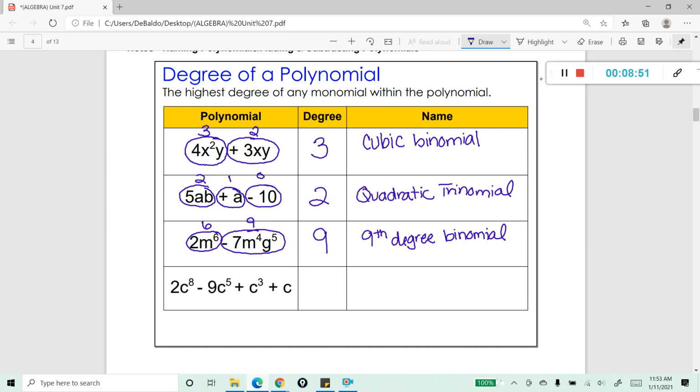Last one here, you can see it breaks into 4 terms. My first term is a degree 8. My second is a degree 5, then 3, and 1. So the highest is 8. So this would be an 8th degree. Now, notice how I have 4 terms, so it can't be a monomial, binomial, or trinomial. This is just going to be an 8th degree polynomial. And there you have it.